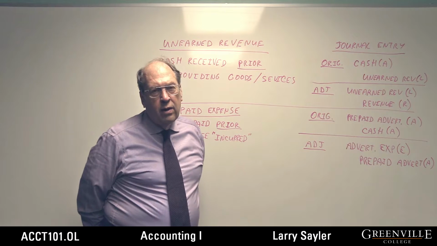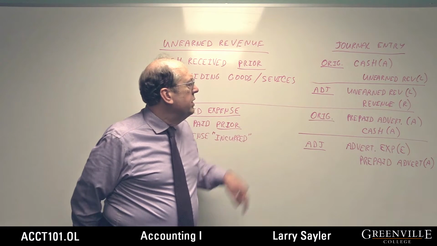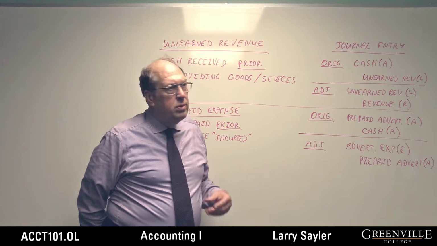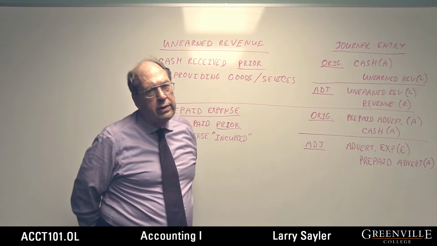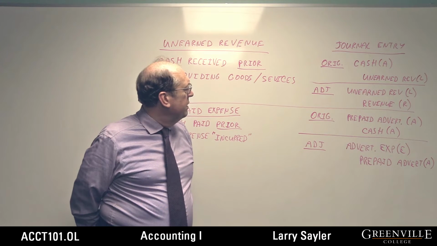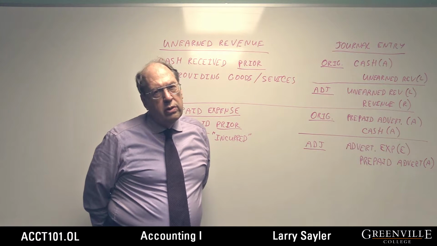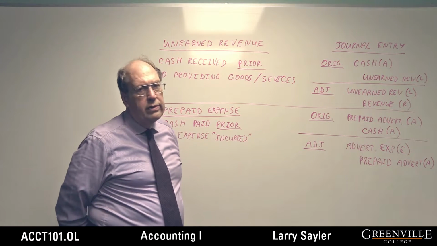Then when they put the ad on, there's an adjusting journal entry. Now the textbook usually talks about the adjusting journal entry without talking a whole lot about the original journal entry. I think it's easier for these if you go back and think of the original journal entry and then what the adjusting journal entry is.